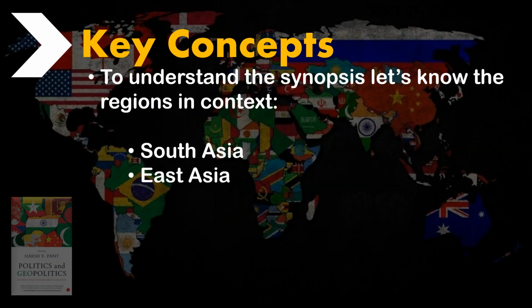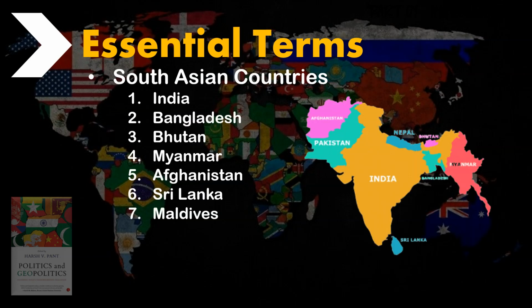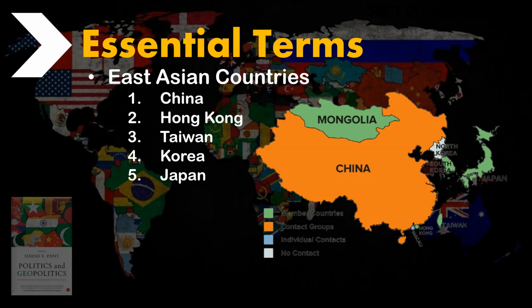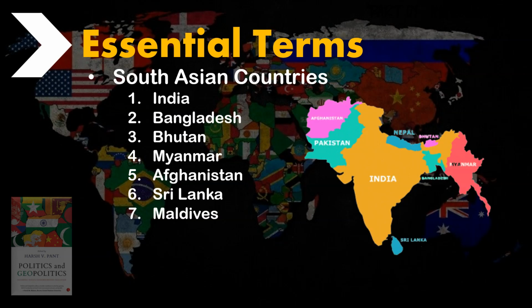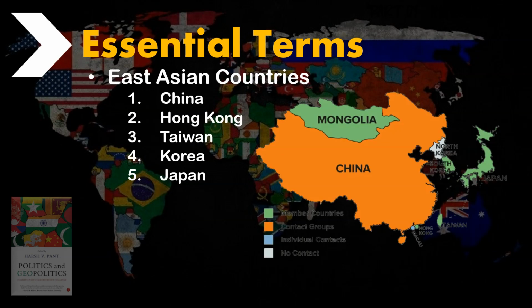It would be ideal to understand the synopsis of the regions which are discussed in this context. We have South Asia and East Asia. So the South Asian countries are India, Bangladesh, Bhutan, Myanmar, Afghanistan, Sri Lanka, and Maldives. And the East Asian countries are China, Hong Kong, Taiwan, Korea, and Japan. So in this book, we'll mainly be discussing the South Asian countries plus China. So Hong Kong, Taiwan, Korea, and Japan are out of context.